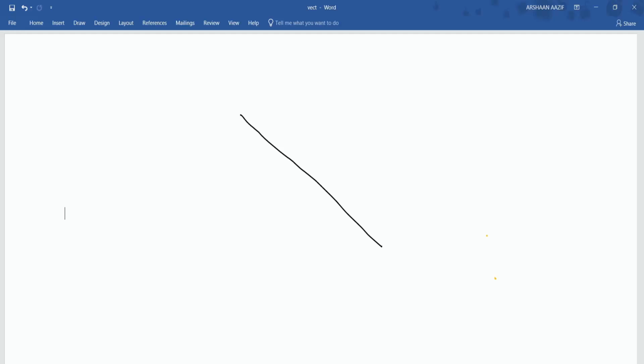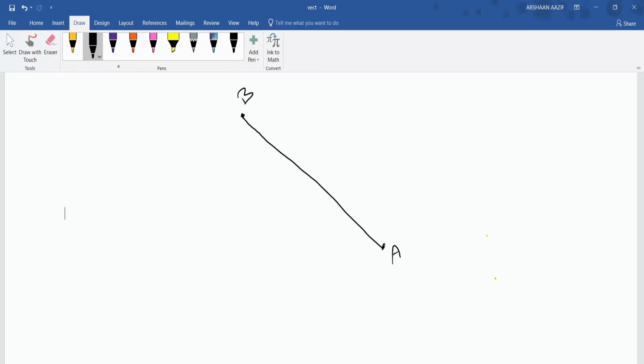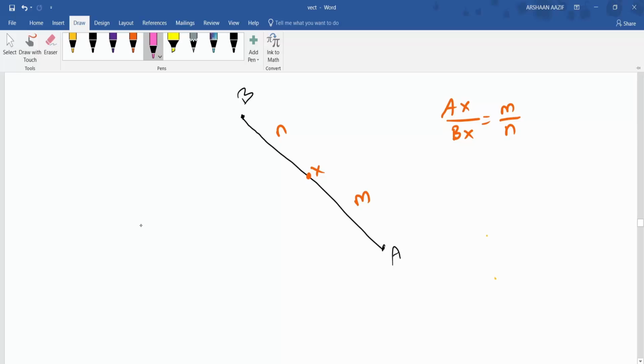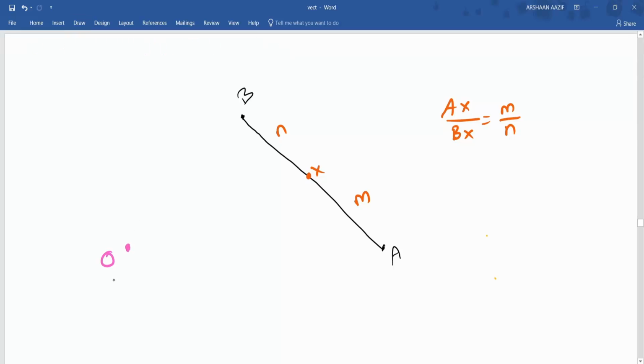Let us try to understand the section formula in vector form with the help of a line AB. AB is a line which is going to be divided into two parts by a third point X. It could be a 1:1 ratio or any ratio, so let us take that as m and n. So AX is equal to m and BX is equal to n. If we divide AX by BX, in terms of magnitude, that should be equal to m by n. Now let us take a point O, which is going to act as the reference point or the origin.